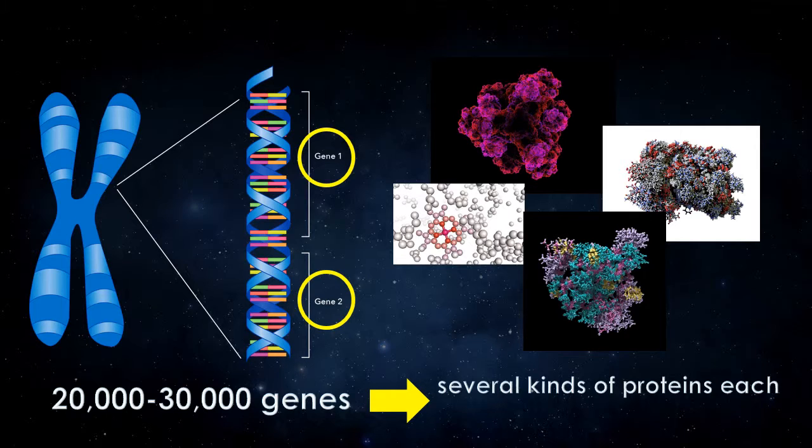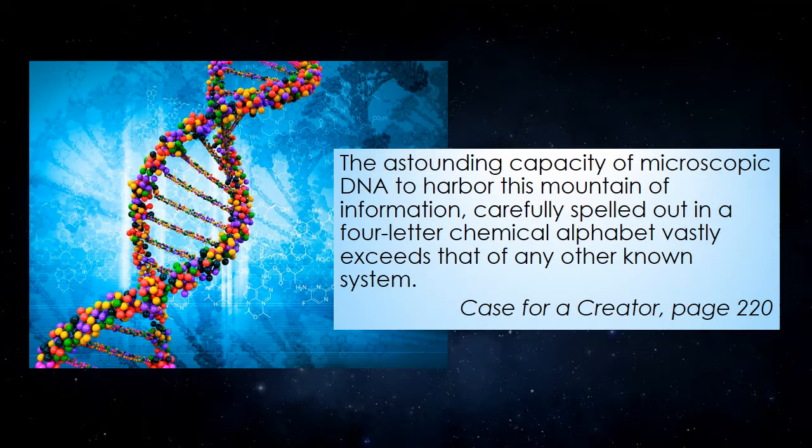Many of these genes can produce parts of several different proteins. It is thought that some of the more complex genes may be involved in producing as many as 20,000 different kinds of proteins. The astounding capacity of microscopic DNA to harbor this mountain of information, carefully spelled out in a 4-letter chemical alphabet, vastly exceeds that of any other known system.